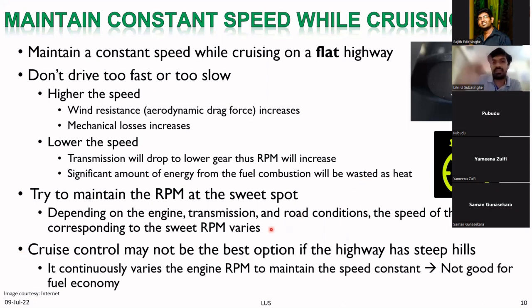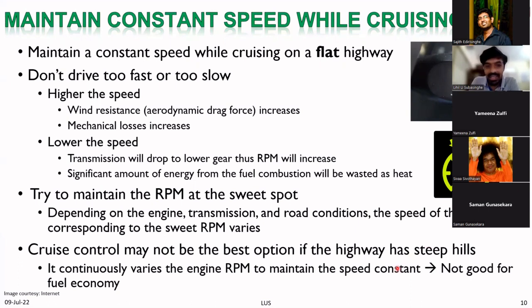If it is a flat road, then you can use the cruise control. If your vehicle has cruise control, then you can rev the vehicle to the sweet spot RPM and set the speed at that RPM. Let's say your vehicle is revved to 2500 RPM, then the speed is about 70 kilometers per hour, and then you set the cruising speed. Then, yes, obviously the fuel consumption will be marvelous.